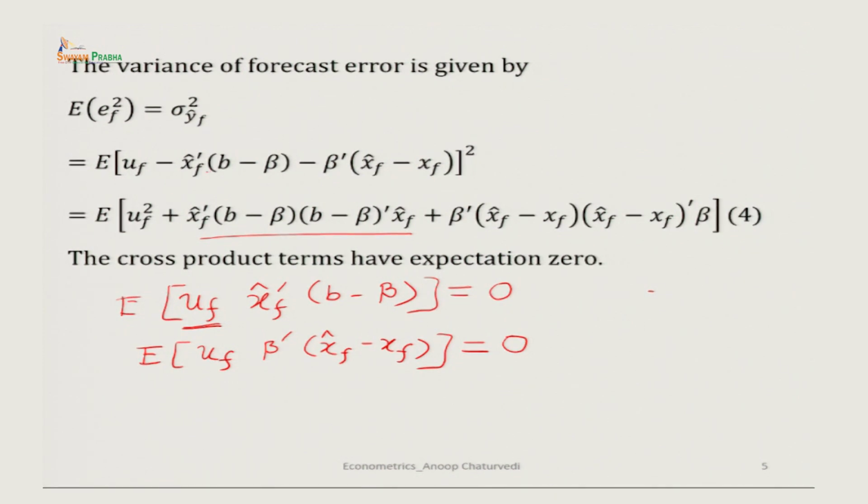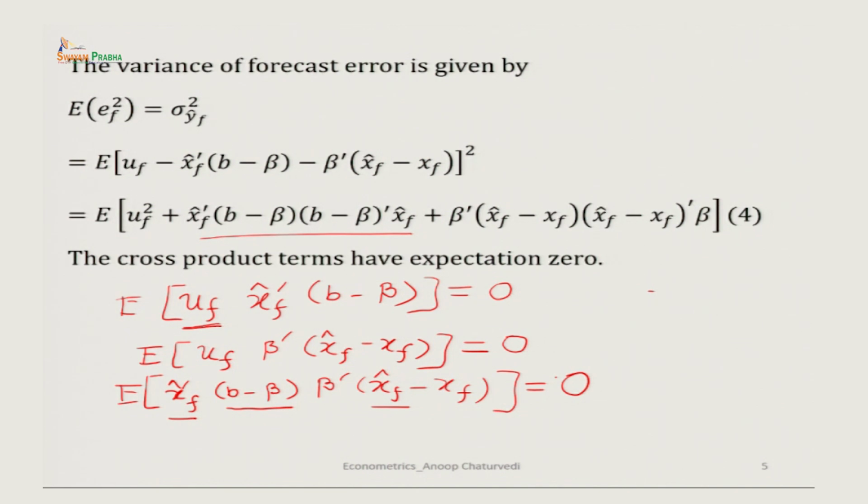Further, the third cross product term, which involves xf hat transpose (b minus beta) and beta transpose (xf hat minus xf), this also has expectation 0. Because xf hat is uncorrelated with b, and expectation of b minus beta is 0. So, expectation of all the cross product terms are 0.